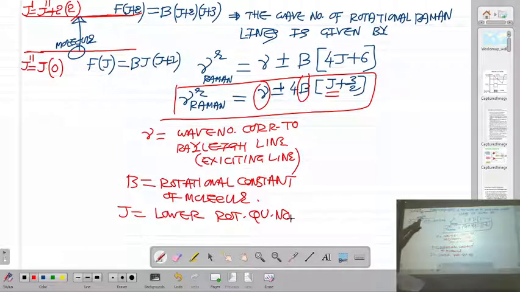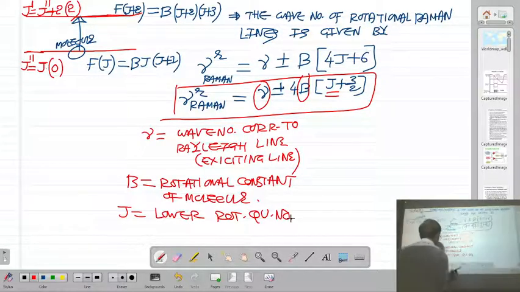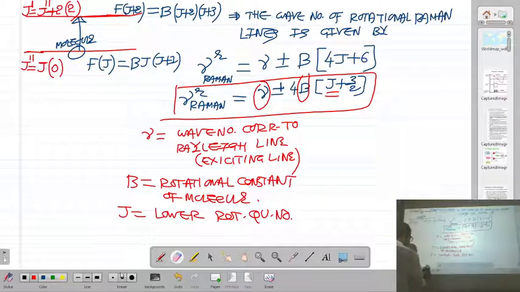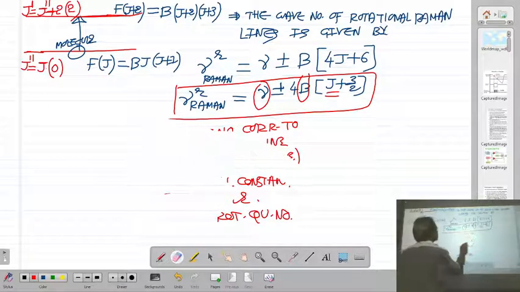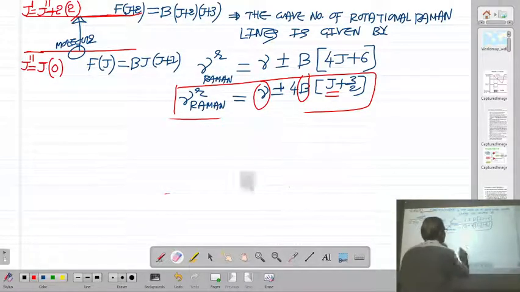The transition is taking place from 0 to 2 or 2 to 0. What is the lower quantum number? 0. Then you have to consider 0, not 2. When a molecule makes a transition from 0 to 2, the lower quantum number is 0. You have to consider 0. So J is the lowest rotational quantum number. Now we will show the transitions.